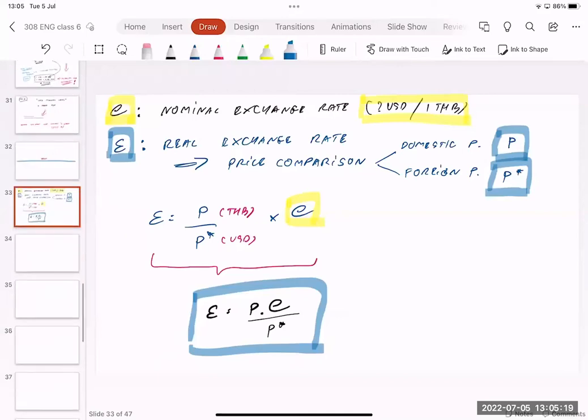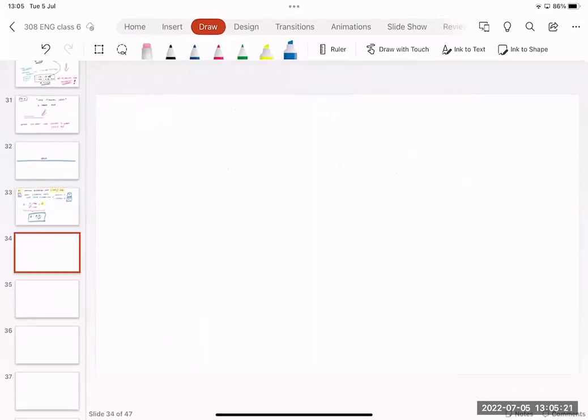To give you more understanding of this, let me give you an example. For example, I have a hamburger, a Big Mac. This is just an example. In Thailand, a Big Mac is 180 baht. However, in the USA, the P star, the price of a Big Mac, is maybe 5 US dollars.